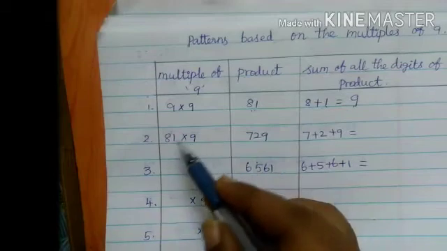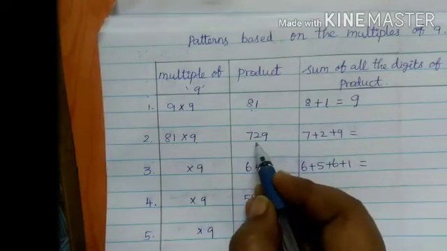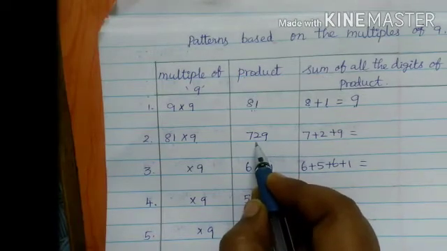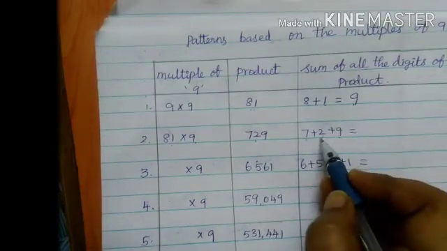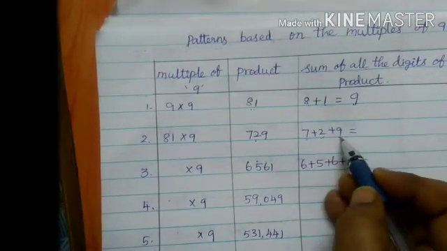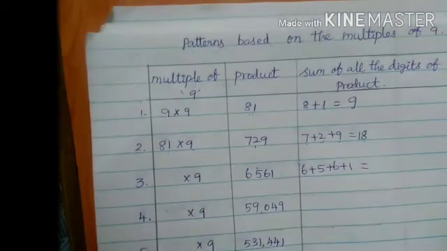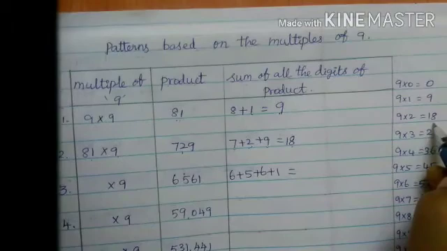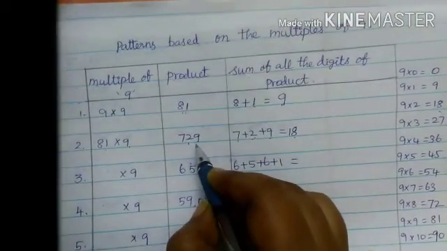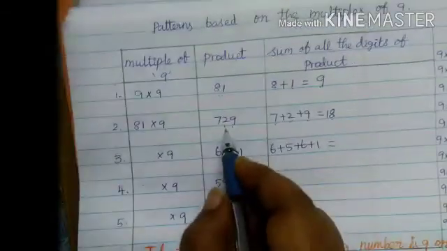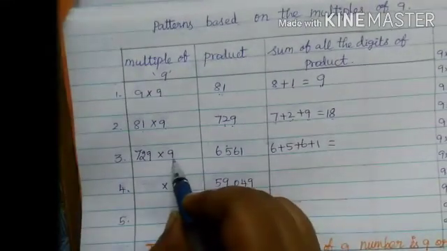The next one: take the number 81 here. Multiply by 9 and you get the product 729. So you check here: 7 plus 2 plus 9. 7 plus 2 is 9, plus 9 is 18. So 18 is coming in the 9 table. Yes, so this is a multiple of 9. The next one, 729, you apply here. Then you multiply by 9.